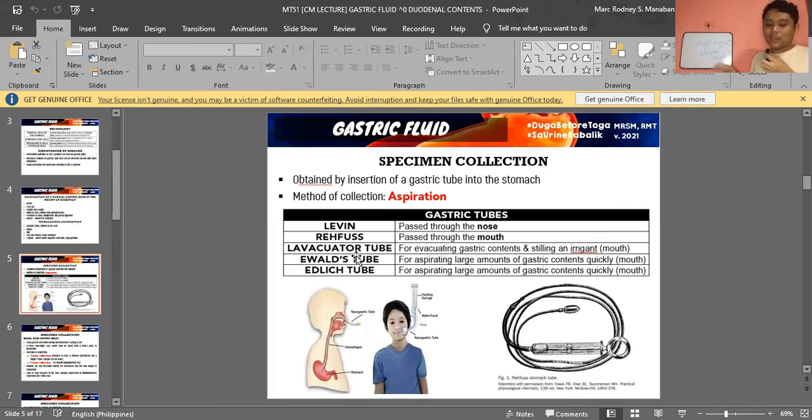Refus is for mouth. So, those are the different tubes for collection of gastric fluid. Okay? Take note of that. I have a strong feeling that this question will come out in your comprehensive exam. Hopefully. Okay? Alright. You have other tubes.